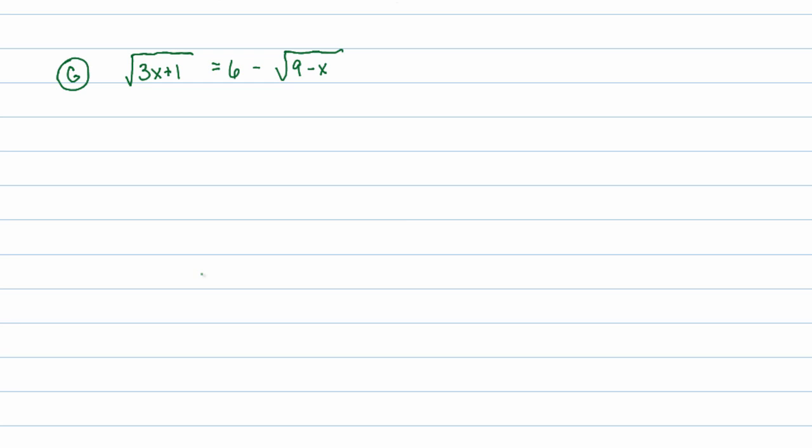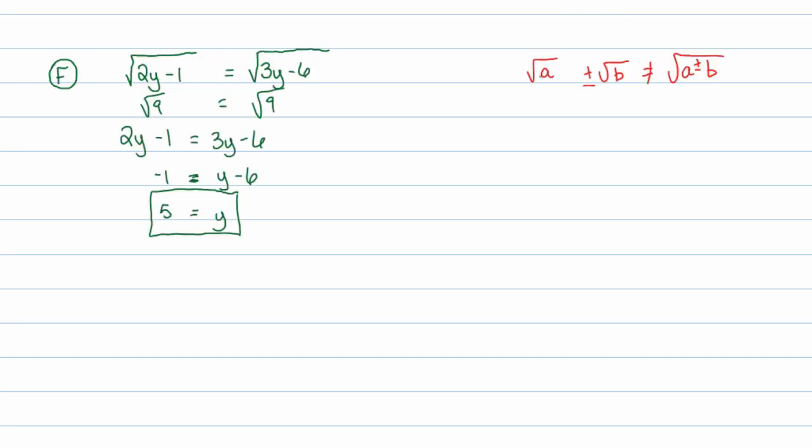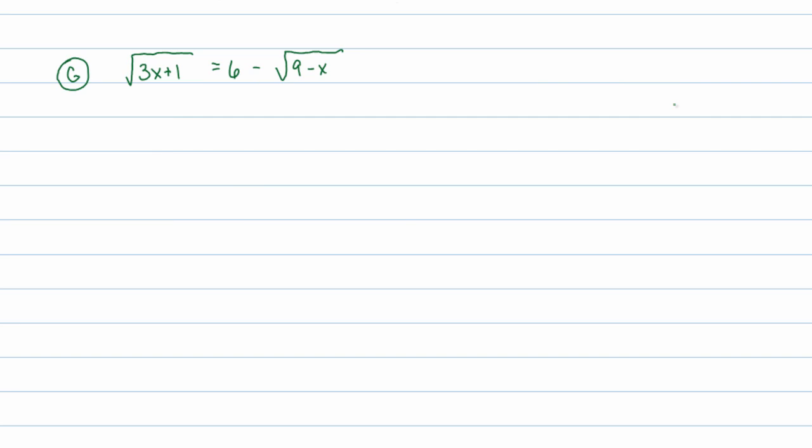Okay, now we have something that's a little more challenging. We have a radical equal to a number minus a radical. I know things aren't going to combine, so I'm going to have two different terms involving variables here. I have a term, the square root of 3x plus 1, and a term, the square root of 9 minus x, and neither of those can be combined. Again, because of what I just mentioned over here in red, if I move them over to the same side, you can't glue them together. Remember, square roots can't be glued together through addition or subtraction.